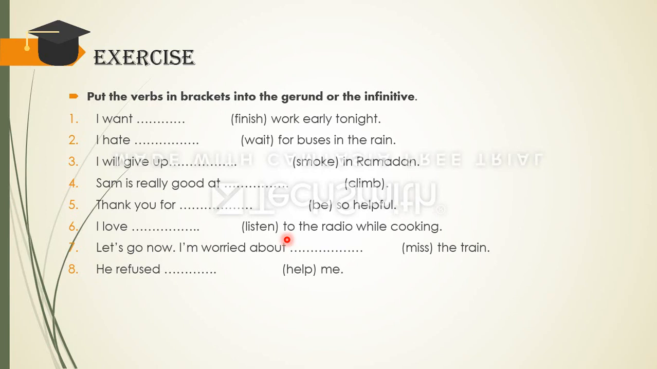Sam is really good at, and then we have climb. Thank you for, and then we have the verb be, so helpful. I love, listen to the radio while cooking. I'm worried about, and then we have the verb miss, the train. He refused, help me. Okay, so please try to do this exercise, and then you can send me your answers in the comment section.